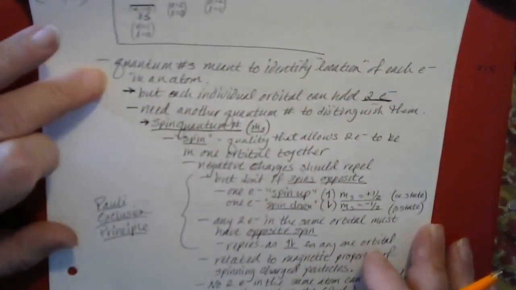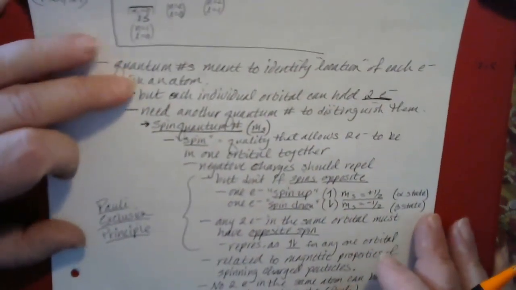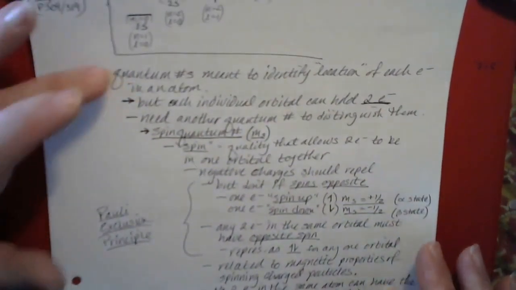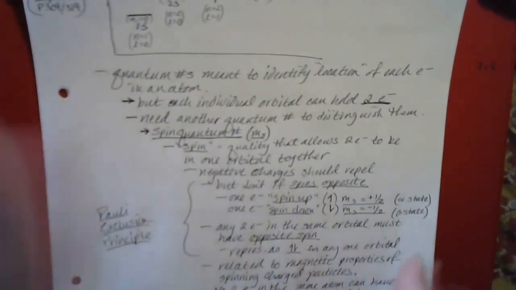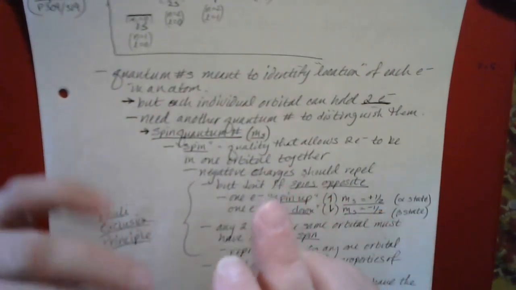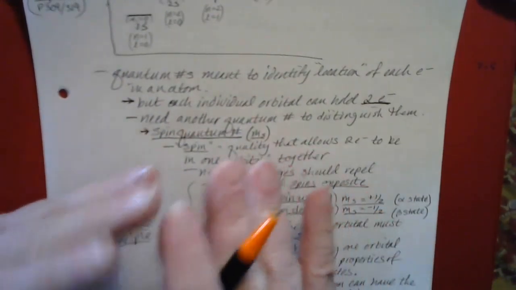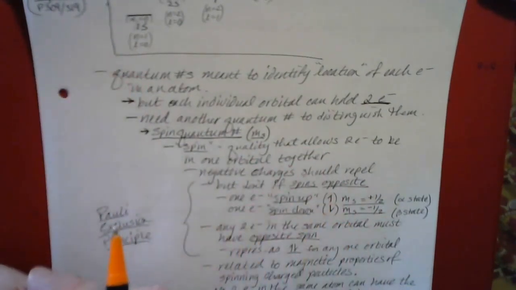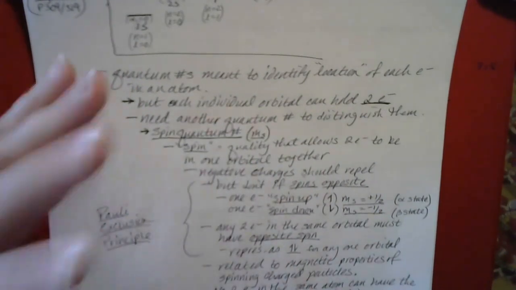So what the 4 quantum numbers really are meant to do is to identify the location of each electron in an atom. So each individual electron in an atom will have its own unique set of quantum numbers because each electron is in a unique position within the atom. So, and as we'll see in a little while, no two electrons in a given atom can have the same total set of quantum numbers.